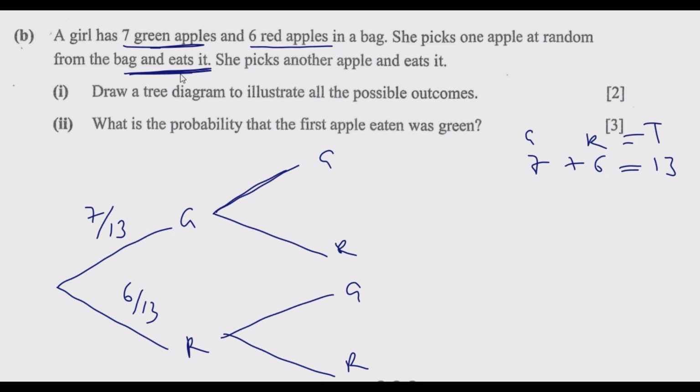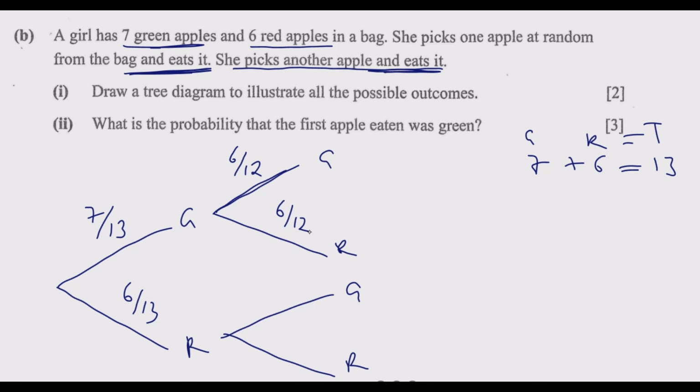So she's not putting it back. So now the second time she's picking the second one, she picks another apple. If she picked green at the beginning, then it means there are no longer 7 green apples in the bag remaining, but there are now 6. And the total number has reduced by 1 because she has eaten 1, so there are now 12. So it's 6 out of 12. Then, because if she picked in the first case a green one, the red ones are unchanged, she has a 6 out of 12 chance of picking the red.